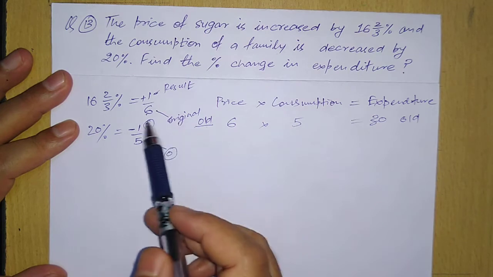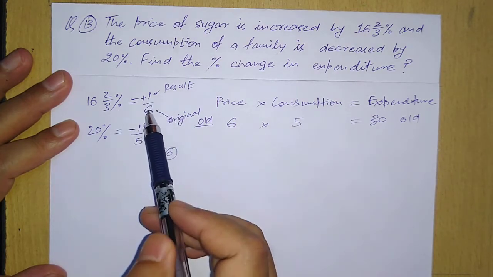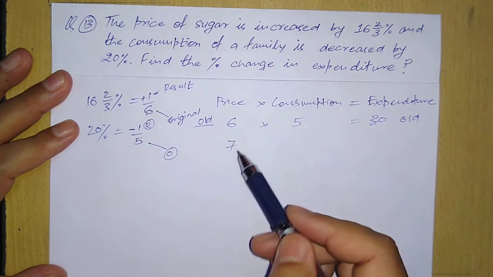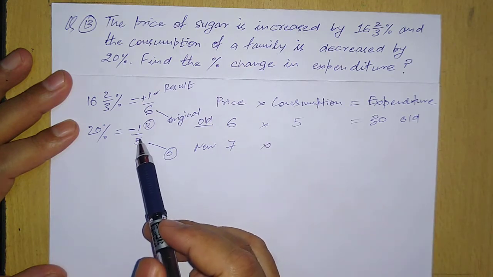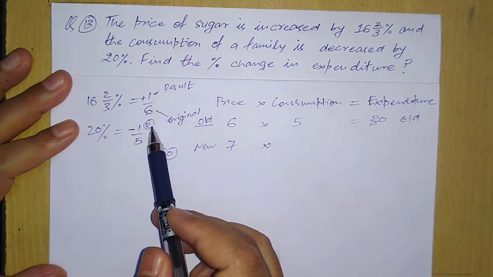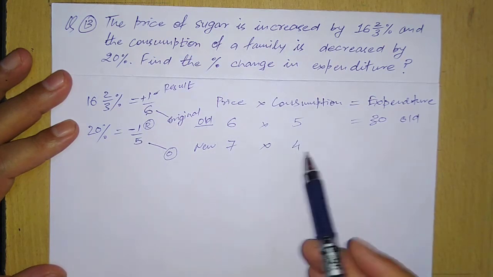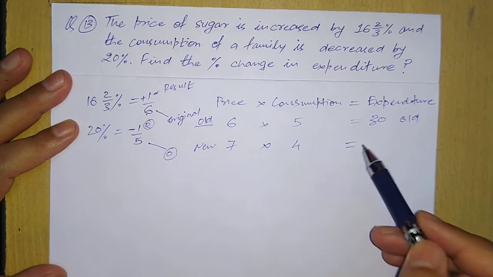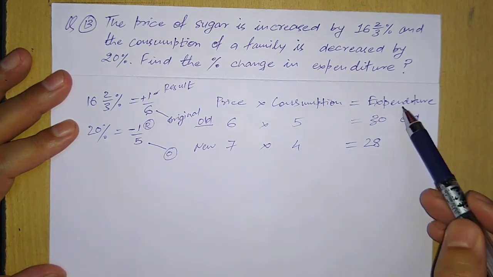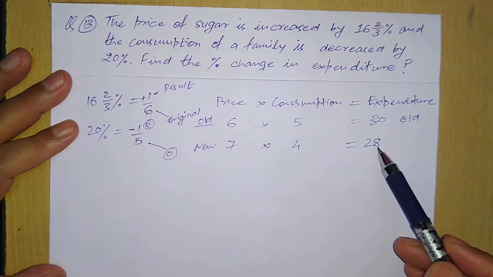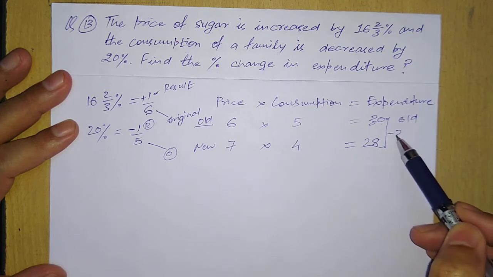Now because there was an increase in price, so the increase is how much? 1. So 6 plus 1 is 7. This is the new price. And the new consumption is how much? The consumption is less because of the increase in price. So 5 minus 1 is 4. Now the new expenditure will be 7 4s are 28. Expenditure earlier was 30 and now the expenditure is 28. So there is a decrease in expenditure of 2 units.